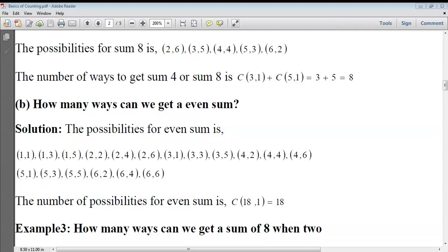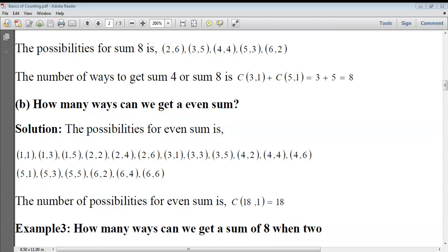So two dice are rolled, in how many ways can you get an even sum? For an even sum, the possible even numbers when two dice are rolled are 2, 4, 6, 8, 10, 12. The chances for an even sum are 1 1, 1 3, 1 5, and so on up to 6 6. So there are totally 18 chances. For all those chances the sum is even, so the answer is 18.